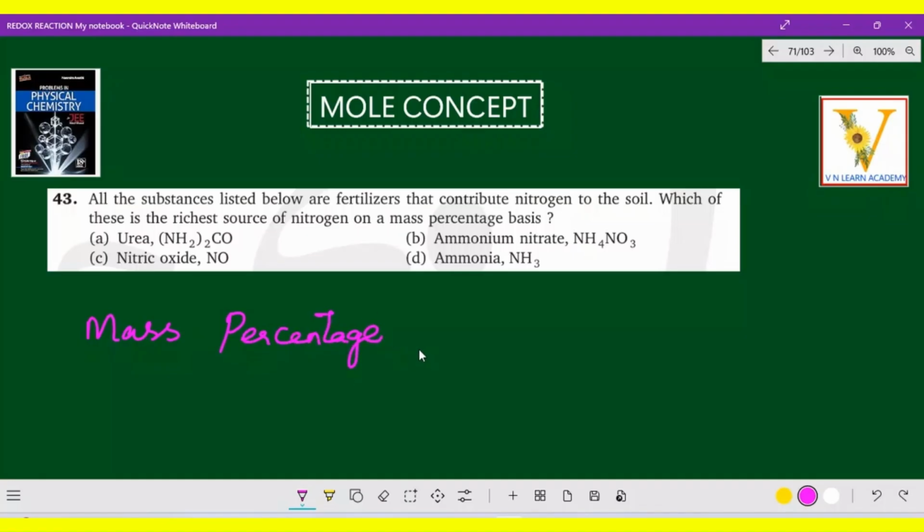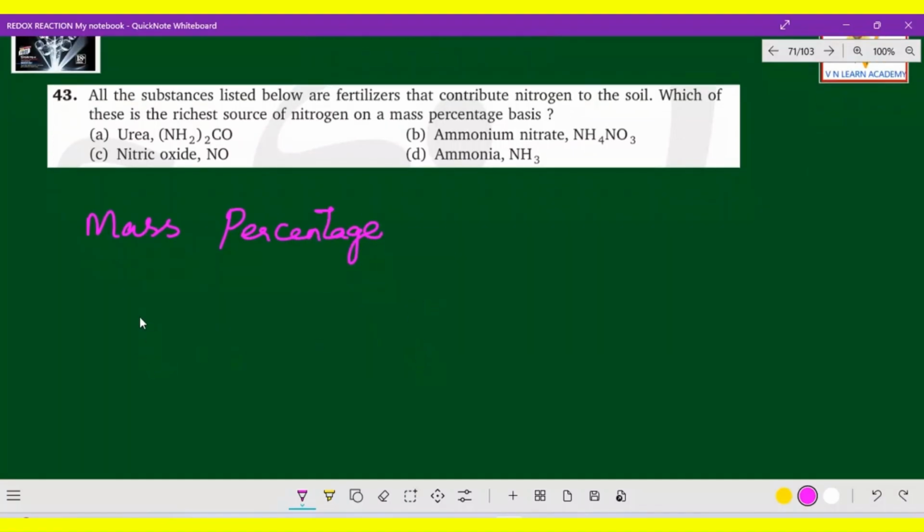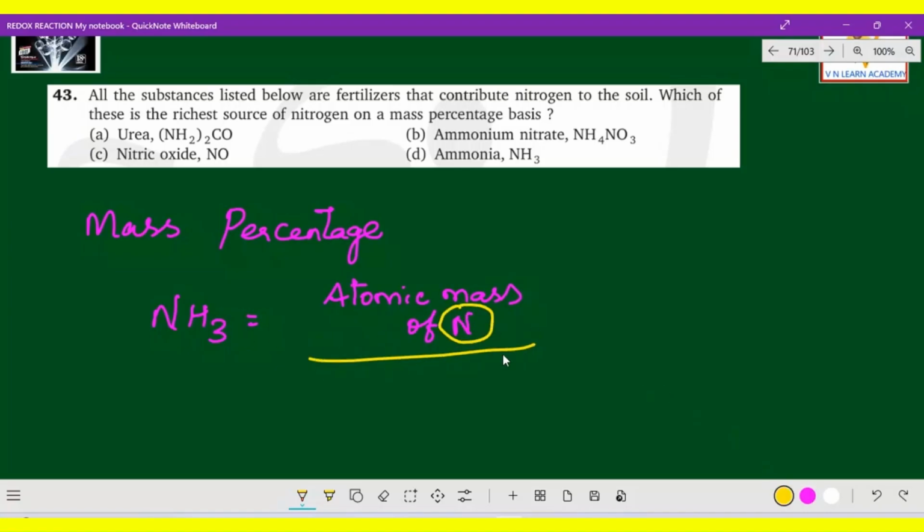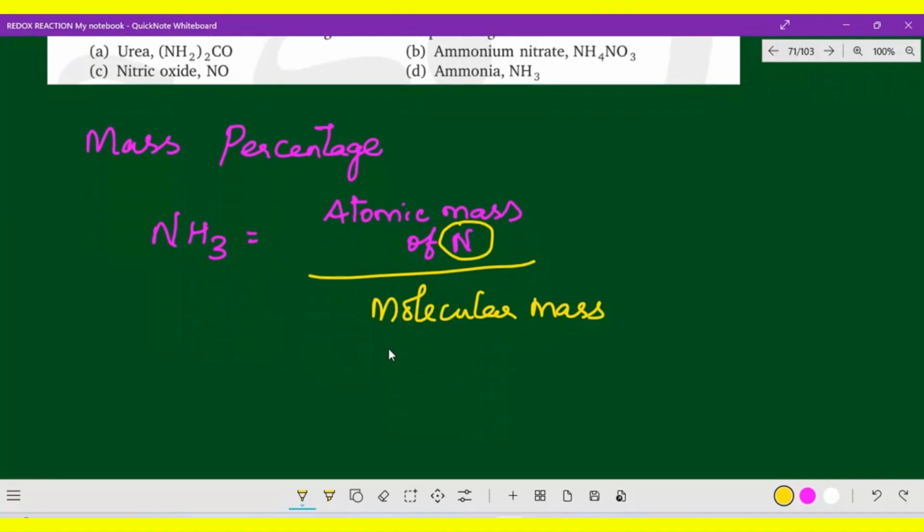So mass percentage, how to calculate it for any substance. For example, ammonia is very simple. We can take it as NH3. In NH3, to see how much nitrogen is available, we take the atomic mass of nitrogen only, divided by the molecular mass of that compound, whichever compound you are taking, into 100. That's all.